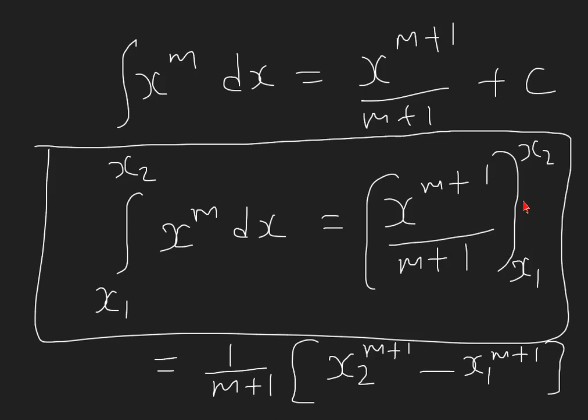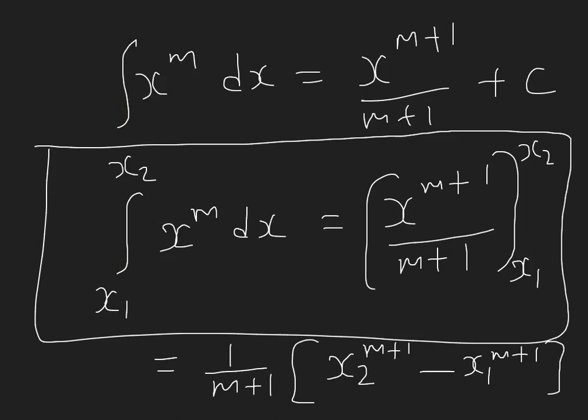Now you no need to write C again here, integration constant not required. This one we call definite integration, and this one is indefinite integration. Definite means from where to where we have to know. Sorry, this is indefinite integration. Indefinite means no limits. Definite means there are limits.